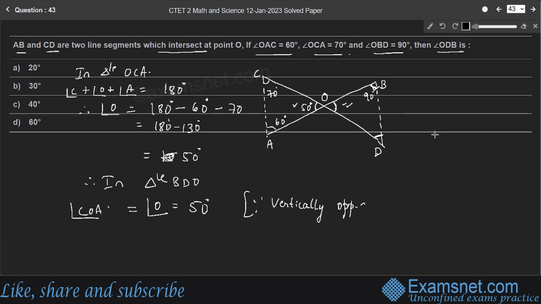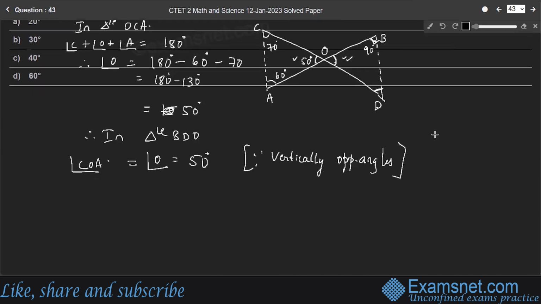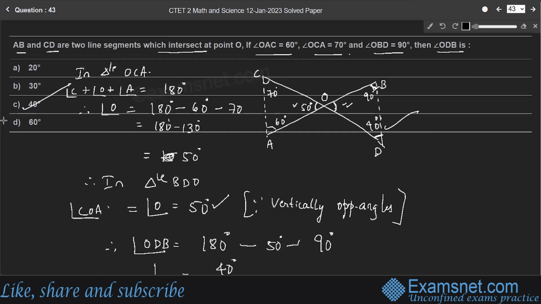Vertically opposite angles, which are equal. Therefore, we need ODB, right? Angle ODB is equal to 180 degrees, the sum of three angles in a triangle, minus the remaining angles. Here one angle O is 50 degrees, another angle is a right angle, which is given as 90 degrees. Therefore, 180 minus 140 is 40 degrees. This angle ODB is 40 degrees, right? Therefore, option C is the right answer.